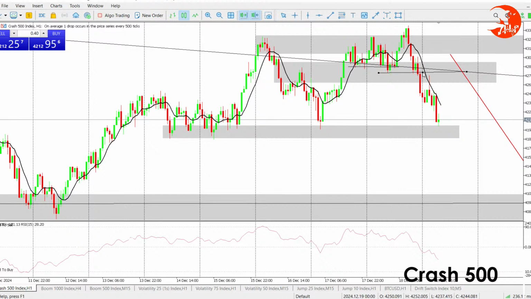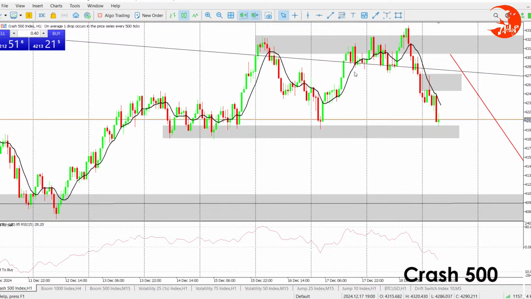So this becomes a change of character right here. Retest of the change of character right there on that fair value gap. Now we are making lower lows and lower highs. So just here we've met our support. So now I can delete this, delete this.